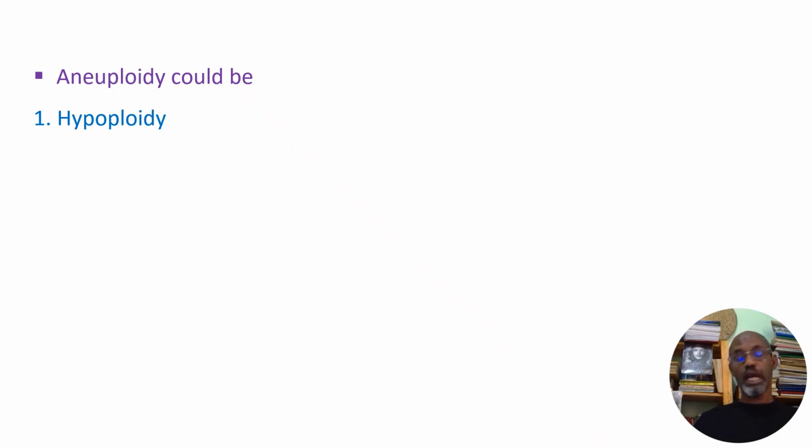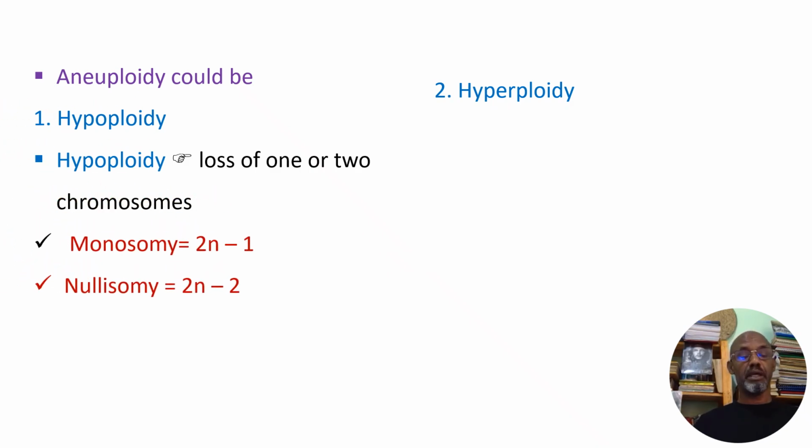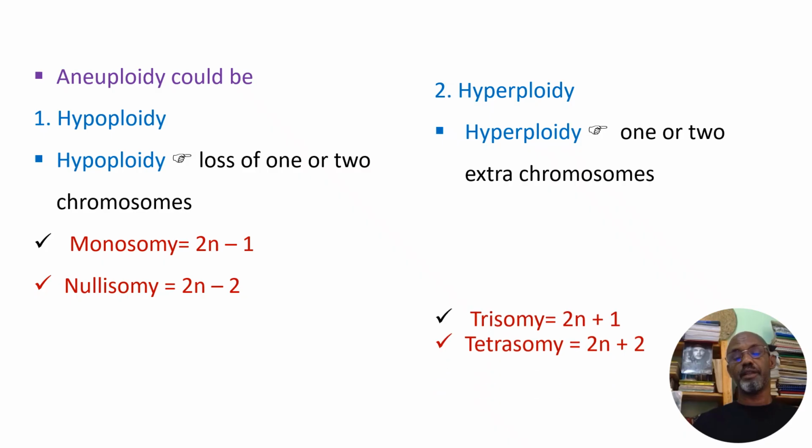Aneuploidy could be hypoploidy. Hypo refers to deficiency. That means one or two chromosomes are missing. Or hyperploidy, where one or two extra chromosomes are there. Hypoploidy, loss of one or two chromosomes. Therefore, when the cell is deficient in one chromosome, 2n-1, the organism formed will be 2n-1. The other, 2n-2, two chromosomes are missing. Hyperploidy is the opposite of hypoploidy. Hyperploidy, one or two extra chromosomes are there in an individual.